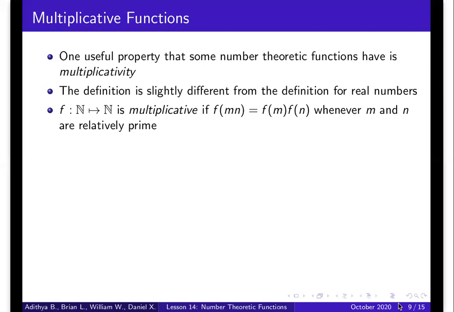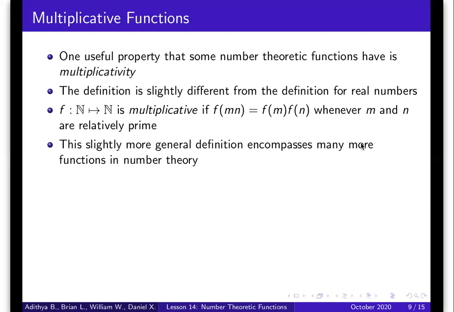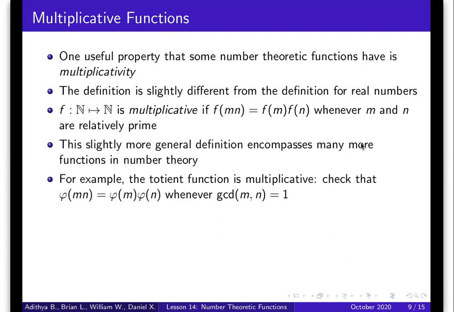So I guess one example that you might be familiar with is Euler's totient function. So in this case, we have that phi of mn is equal to phi of m times phi of n when GCD of m and n is 1. And you can verify this directly. One way to do it is just to use the formula for Euler's totient function.